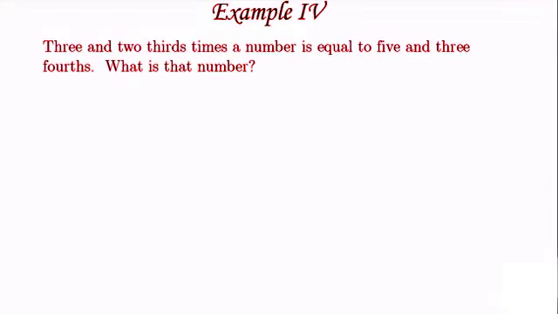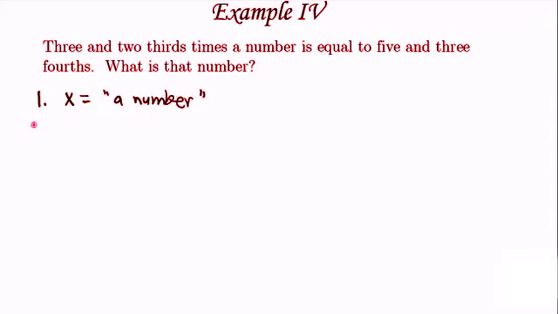In this example, you'll see that we're back to sentences. So we're going to have to take that extra step of translating the sentence into an equation before we can solve. 3 2/3 times a number is equal to 5 3/4. What is that number? First, I'm going to assign the variable, and it says a number. So I do have a variable, and I'm going to call it x. Let x equal a number.